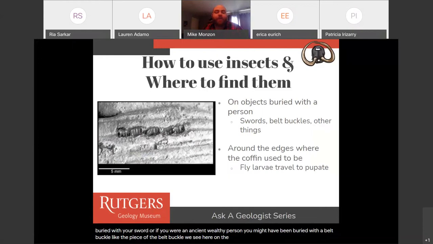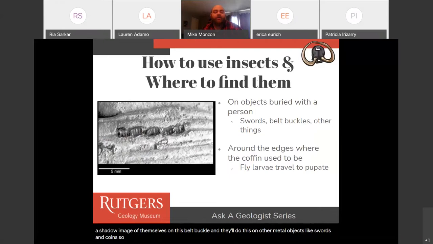So this belt buckle, we can see the imprints where fly pupae were. The fly pupae left chemical imprints, kind of like a shadow image of themselves on this belt buckle. And they'll do this on other metal objects like swords and coins.